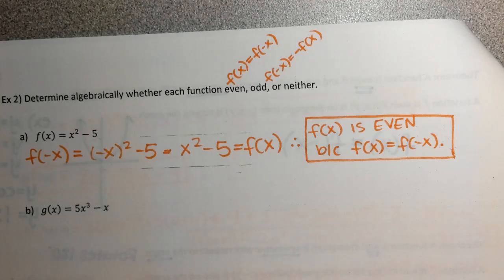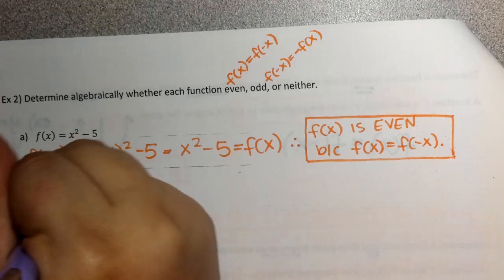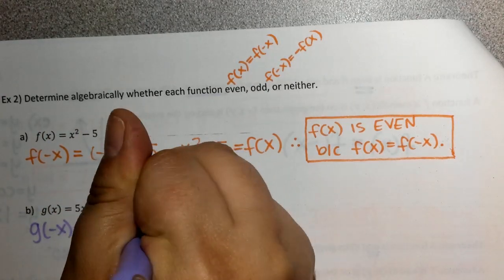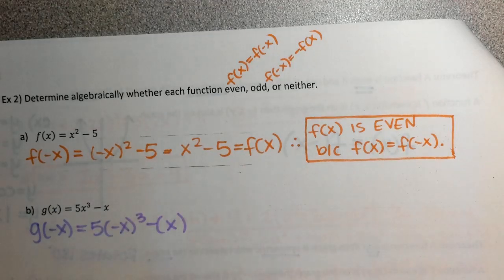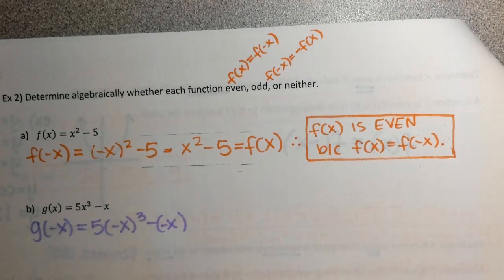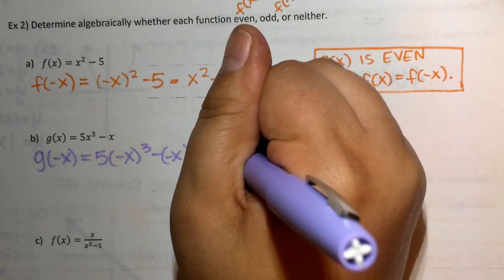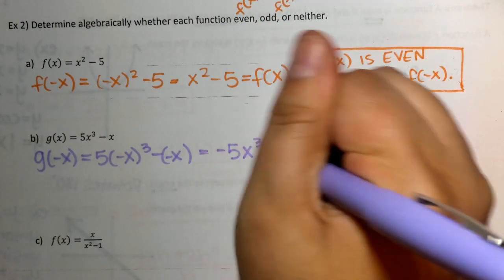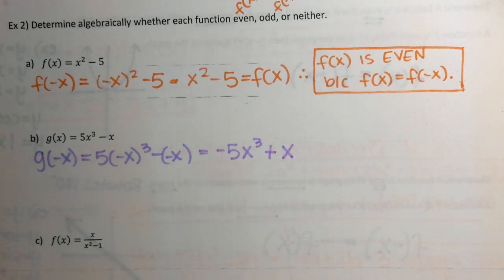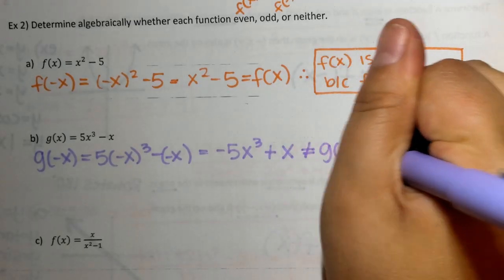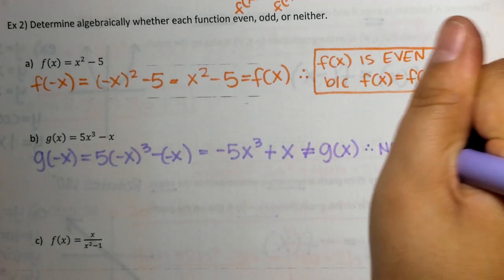What about the next one, g of x? I'm going to do g of negative x. Does that match my original equation? It does not match the g of x. Therefore, this is not even.